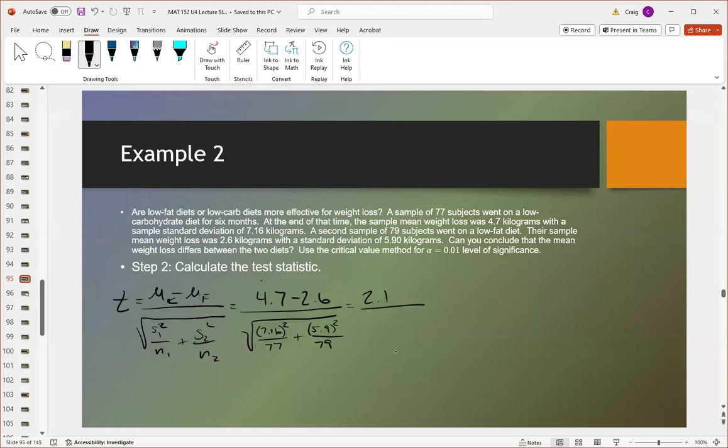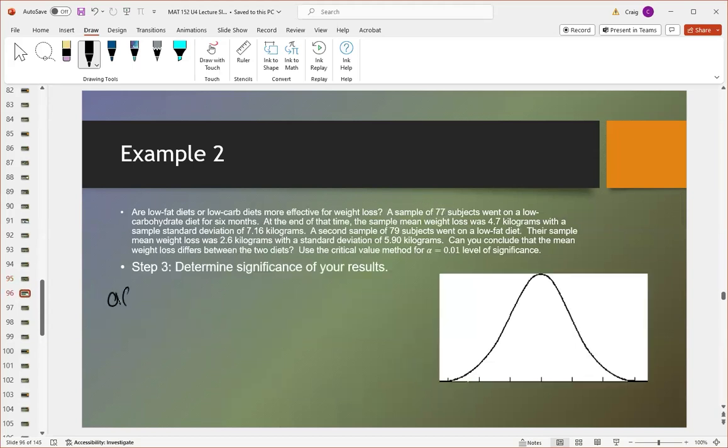When you calculate the value in the denominator, be careful. Make sure that you square the values before you divide. You should then get the square root of 1.106420, or 2.1 divided by 1.05186, or 1.996. So our t-value that we calculated, 1.996. And here, our degrees of freedom, 77 plus 79 minus 2, use 154. And so now we need the degrees of freedom, and we have our t-value was 1.996.